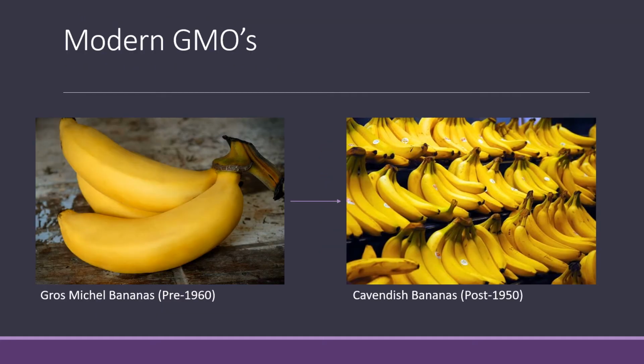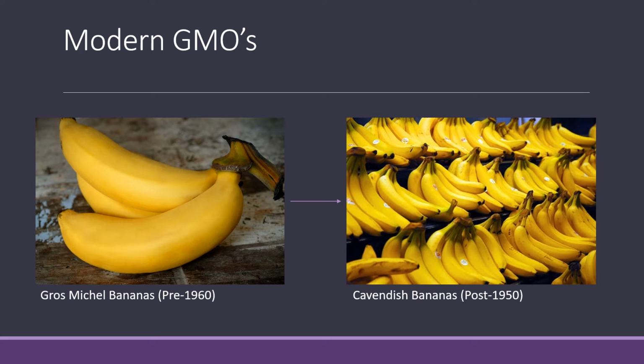One result of such a process is the Cavendish banana. The Cavendish banana came into existence after the near extinction of the Gros Michel banana from Panama disease back in the 1960s. During this time, scientists cloned an individual Cavendish plant that was naturally resistant to the disease and spread it to banana plantations throughout the globe to replace the production of the Gros Michel.